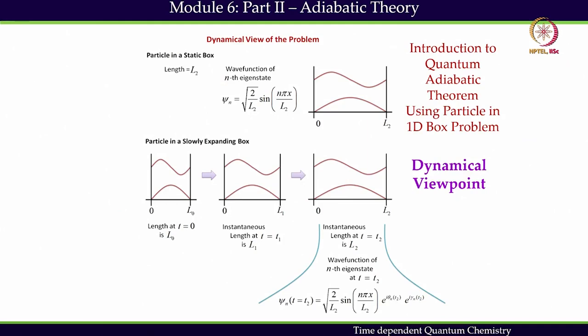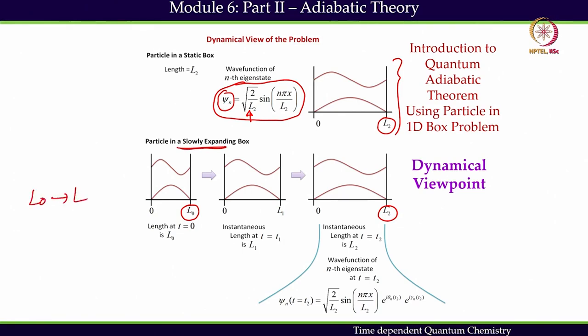So, the entire pictorial viewpoint is the following. Let us assume that I have one box of length L2. If I have a box of length L2, I know the wave function of that particle. The wave function will be given by psi n, which depends on the L2 distance. Now, I will consider an expanding box, starting from L0 to L2. This L2 is the static box, the box is not expanding. But in this expanding box problem, it is slowly expanding from L0 to L2. Finally, I have achieved this dimension L2, which was present in the static box.